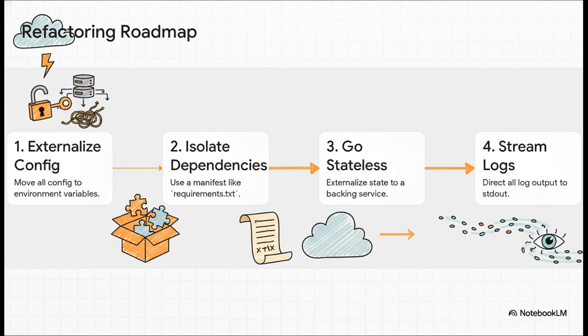Now, I know for those of you working on our older, legacy apps, this might seem a little overwhelming. So, I've put together a prioritized roadmap for you. Start right here. First, get all of that configuration out of the code and into environment variables. Then, make sure all your dependencies are explicitly declared. After that, you tackle the biggest one, making your processes stateless. And finally, fix your logging. This is your path forward.